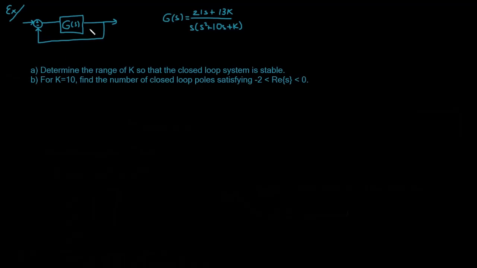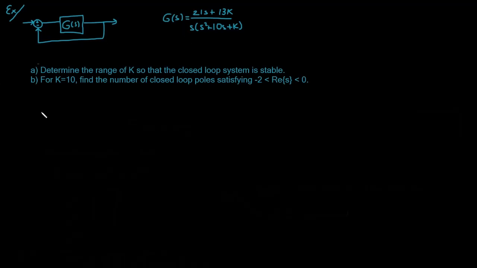Now, in our next example, please consider the following system where we have a unity feedback and the following transfer function. It is given as (21s + 13k) divided by s times (s squared + 10s + k). What we would like to do is to determine the range of k so that the closed-loop system is stable in the first part, and in the second part, for k equal to 10, find the number of closed-loop poles satisfying that their real parts are between -2 and 0.